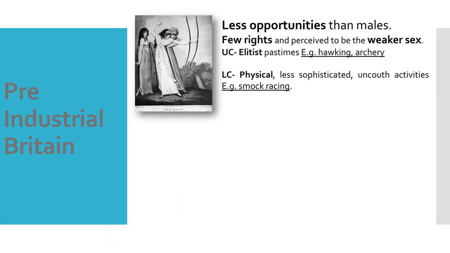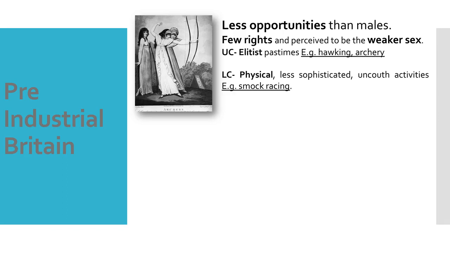So pre-industrial activities then, if we're going to go down GLOAT. So start with G, gender. So women, key thing, remember I said to you, throw the answer in the examiner's face straight away. So women had less opportunities than men. They had fewer rights, they were perceived to be the weaker sex. However, in pre-industrial Britain, females did still participate, but it depended upon your class what activities you would pursue.